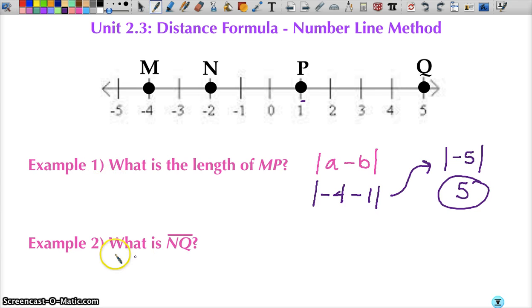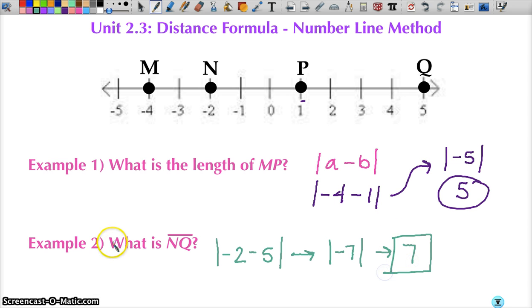And so that is how long that segment is, which is really just counting how far to get from one to the other. And then in our second example, what is NQ? Well, same exact thing. You're starting at -2, working your way all the way up to a +5. So if we take -2 and we subtract 5 from it, we get the absolute value of a -7, and absolute value is always positive. It kind of makes sense, because when you think about it, if you're traveling somewhere, you're always talking about distance in positive numbers. You're never going to deal with a negative distance. It just doesn't make any sense for that. So that's how you would deal with that.